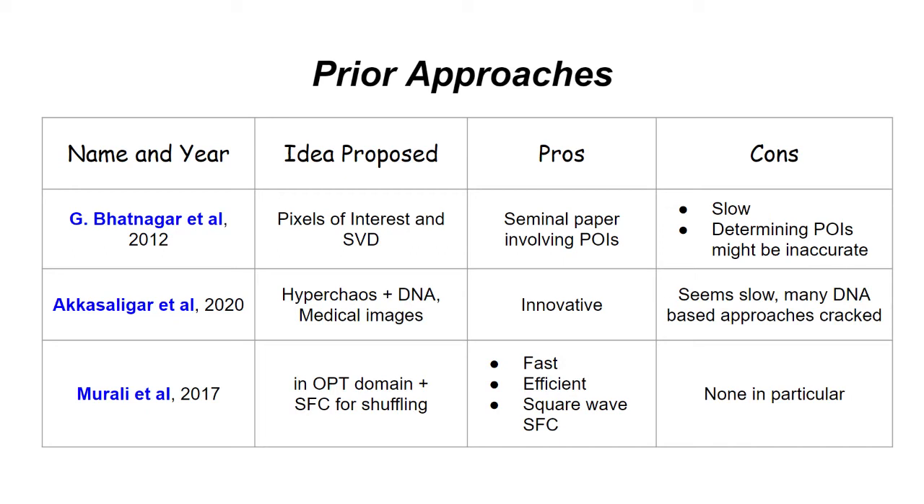Murli et al.'s paper from 2017 used OPT and SFC for shuffling. It was fast and efficient. One of the particular pros of this paper which we found was that it proposed a technique called square wave SFC, which could fit images of any size as long as they are rectangular. It could fit images of any size, and it was very fast and efficient, as I already discussed. There were no cons of this paper as such.